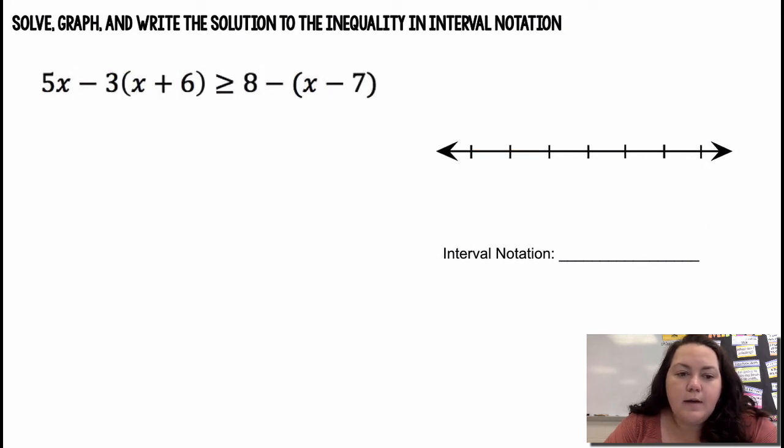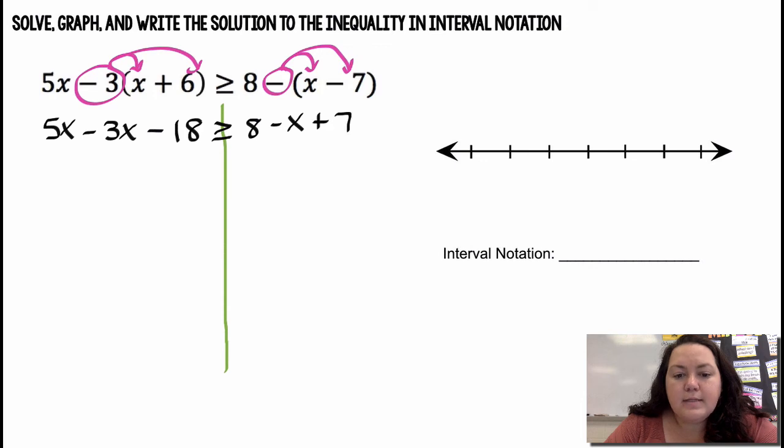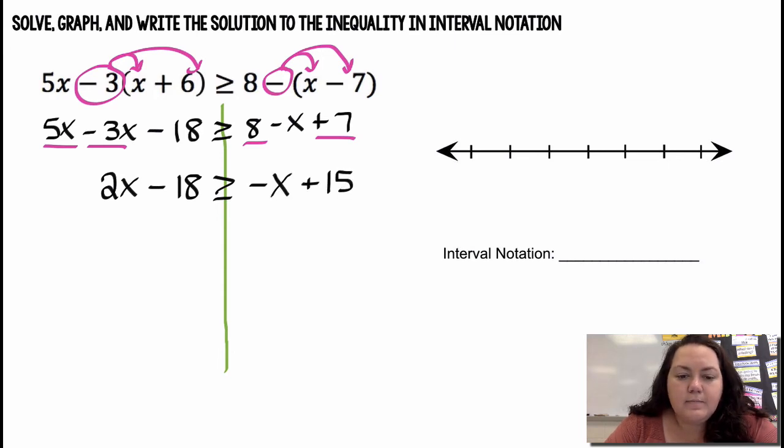All right, this one I have to distribute on both sides of the inequality, so I'm going to distribute a negative 3, and on this side I'm going to distribute a negative, or a negative 1 if you want to put the 1 there. All right, so that gives me 5x minus 3x minus 18 is greater than or equal to 8 minus x plus 7. I'm going to combine like terms. Over here I have 5x minus 3x, and on the other side I have 8 and a 7. So that gives me 2x minus 18 is greater than or equal to, I have a negative x plus 15.